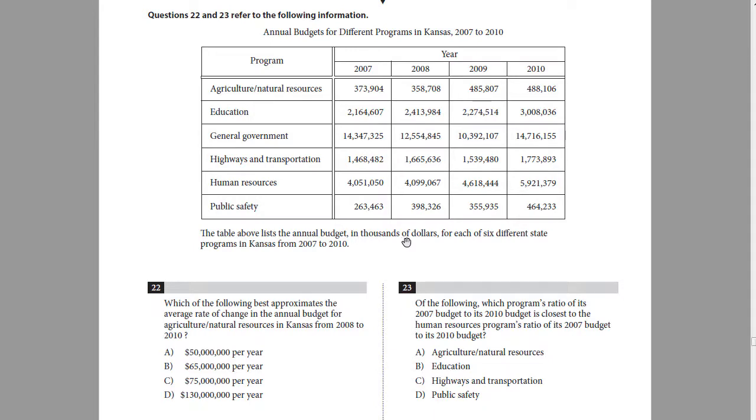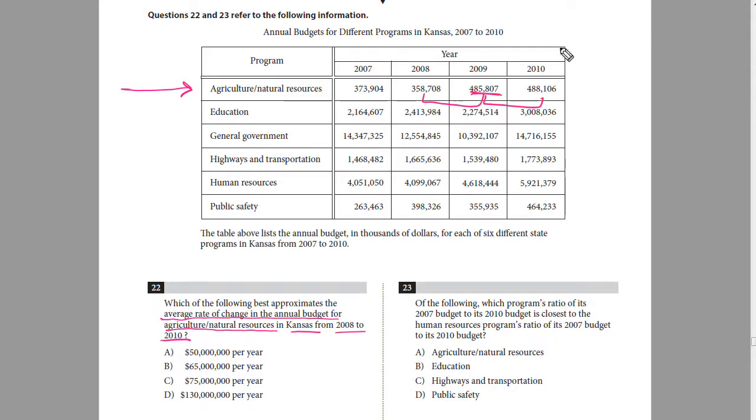The table lists the annual budget in thousands of dollars for each of 6 different state programs in Kansas from 2007 to 2010. In the question we are asked to find the average rate of change in annual budget for agriculture and natural resources in Kansas from 2008 to 2010. So first of all, we will find the rate of change. Because these numbers are given in thousands of dollars, we will do this minus this, and then this minus this. We will get the change from here and from here, and then we will take the average, and let's see what we get.